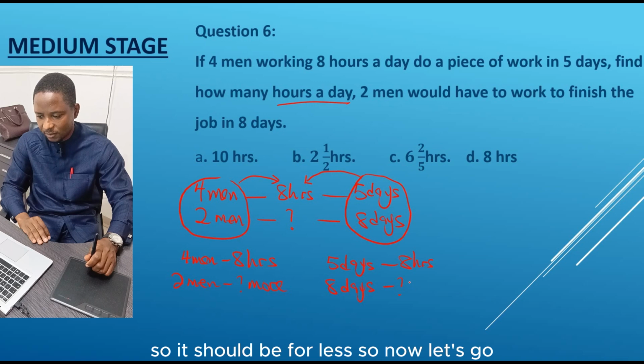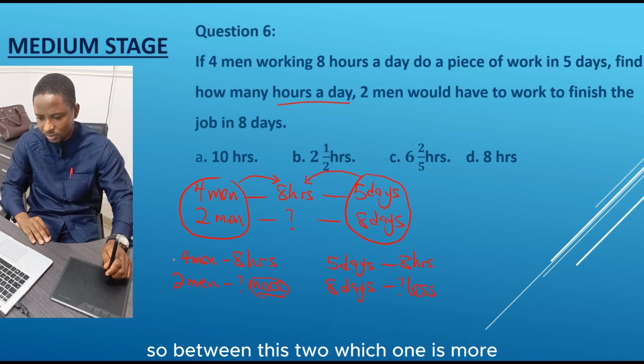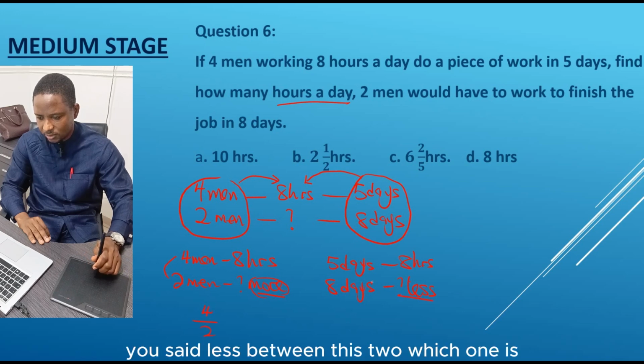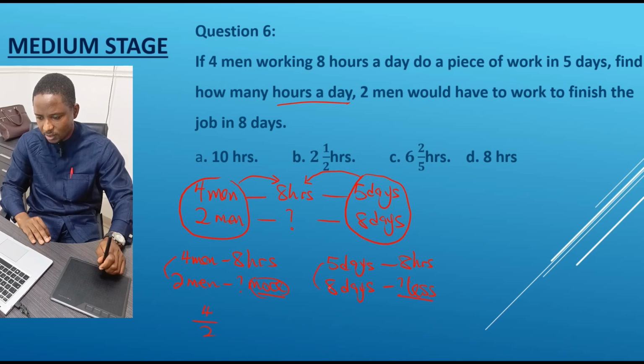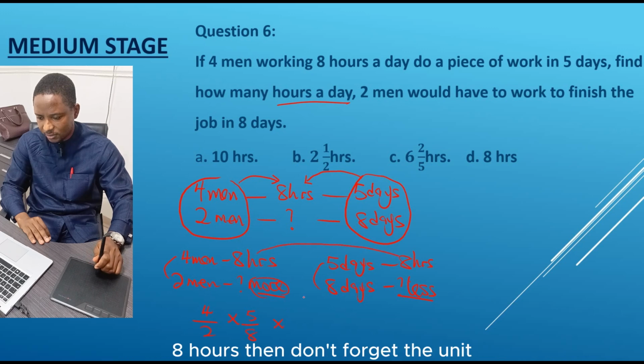So it will be for less. So now let's go. Whatever you have commented is what you're writing. You said more, right? So between these two, which one is more? 4 out of what? 2. Here you said less. Between those two, which one is less? That is 5 out of what? 8. Then you multiply by what is common to both of them, 8 hours.